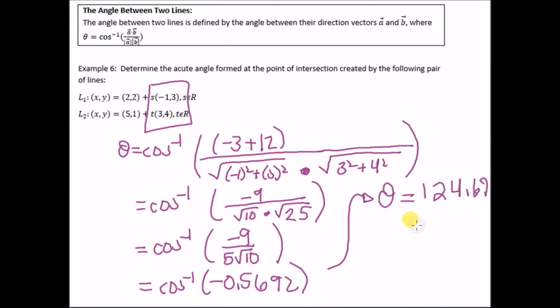Now we get theta equals, in my calculator, 124.69. If you think of this angle, I think of it as right here. That means we just have to subtract it from 180. So 180 minus 124.69, and we will get our angle of 55.3 degrees.